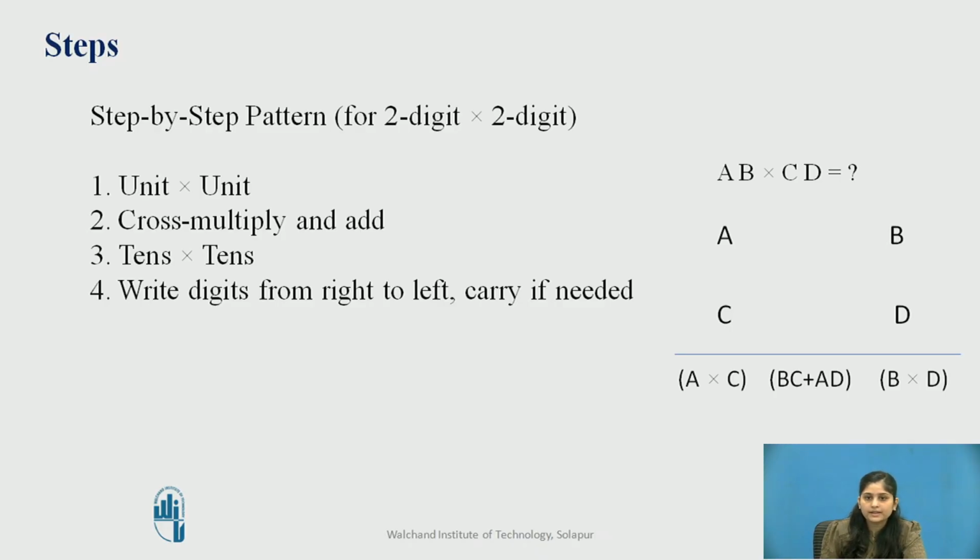Now let us understand, if we have a 2-digit number AB multiplied with another 2-digit number CD. First of all, we multiply the unit digits, B into D. Then we cross multiply and add: that means C into B and A into D, and we add these 2 products. Then we multiply the tens place, that is A into C. And at last, we write the digits from right to left, and add carry if needed.